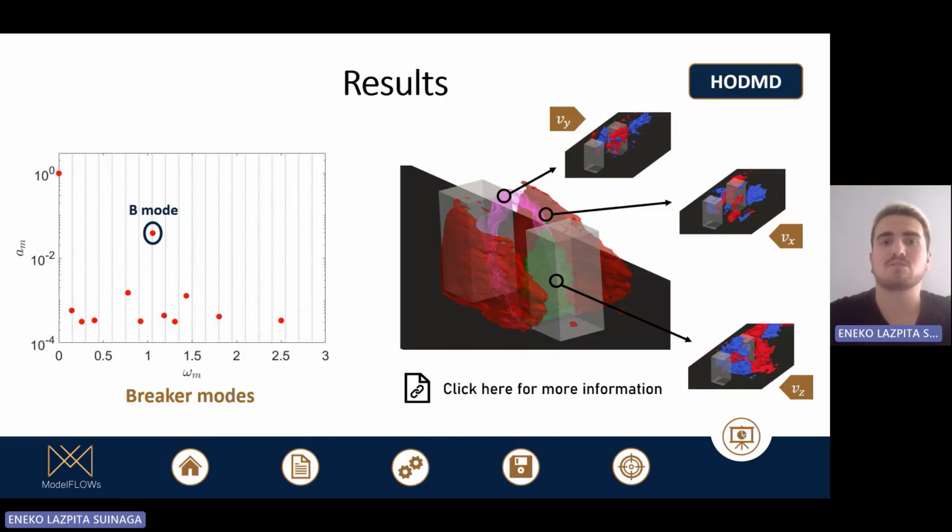If you want more information or to learn more about this problem, you can go to the link here and see this problem and these results more deeply.